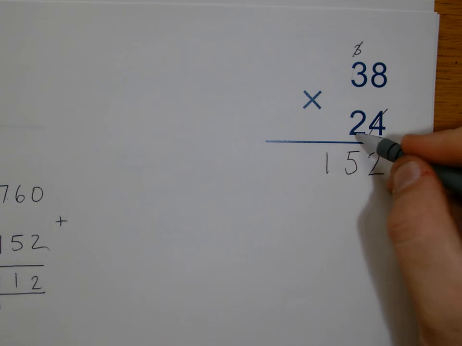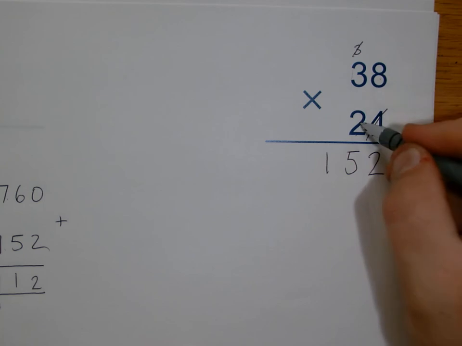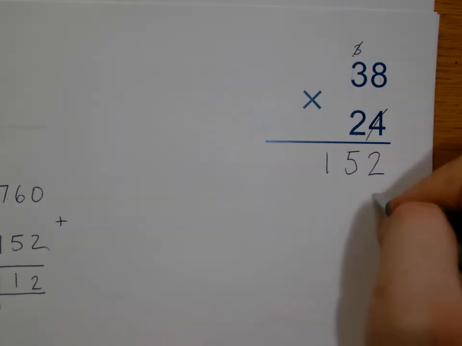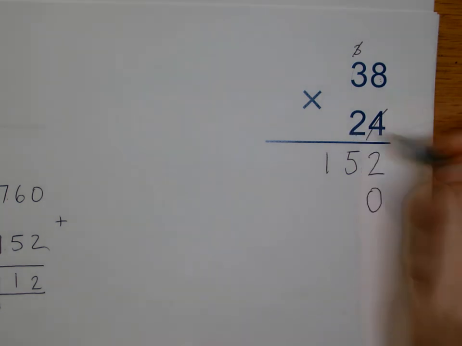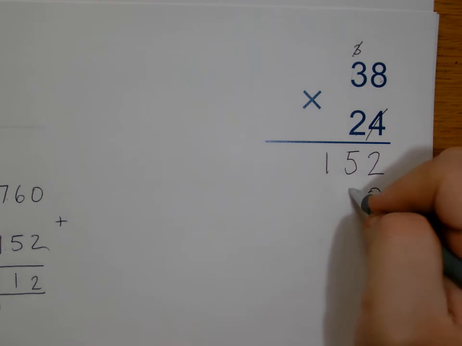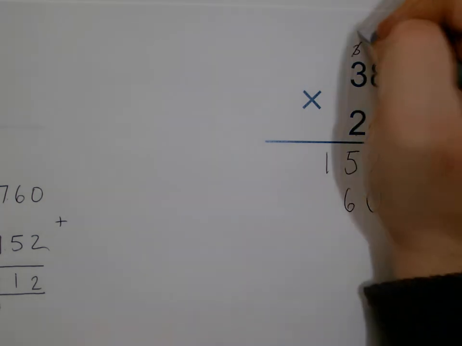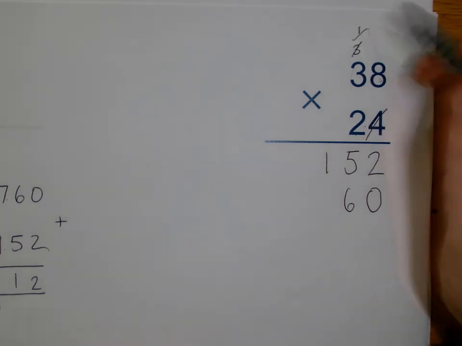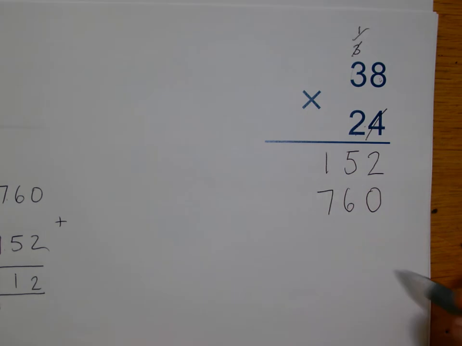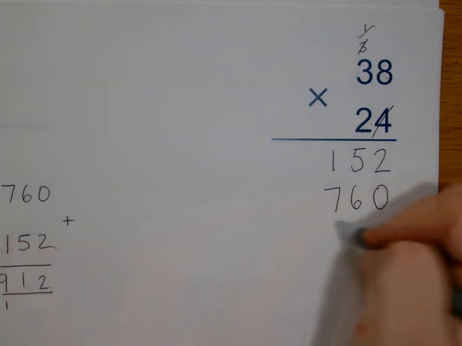Now we're going to times everything by the 2, but we need to appreciate that even though we're going to say 8 times 2, this 2 actually represents 20. So actually it's 8 times 20, isn't it? To compensate for that, we always add a 0 on the next line. Now I'm going to do 8 times 2. 8 times 2 is 16. So 6 and carry 1. And then 3 times 2 is 6, plus that 1 is 7. So I've got 760, just as I had before.